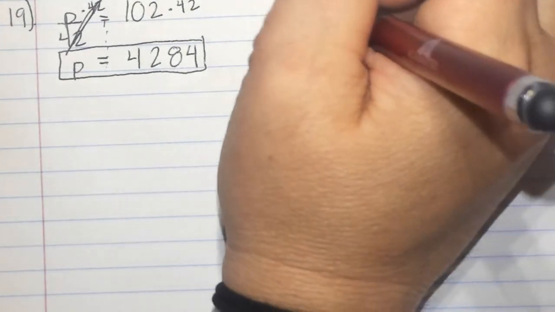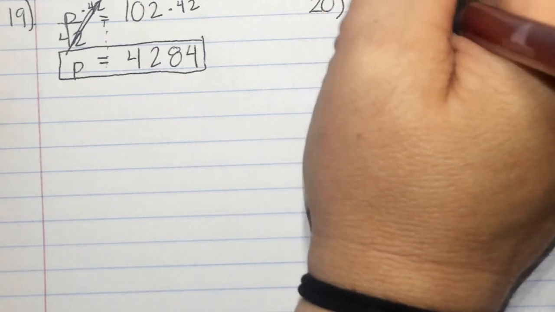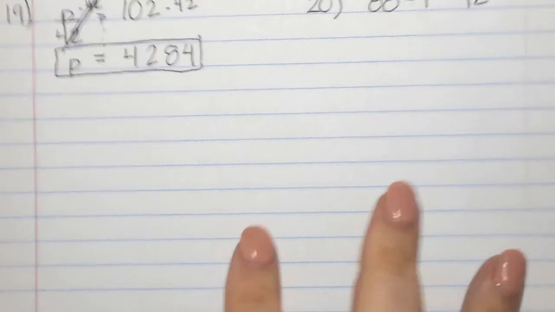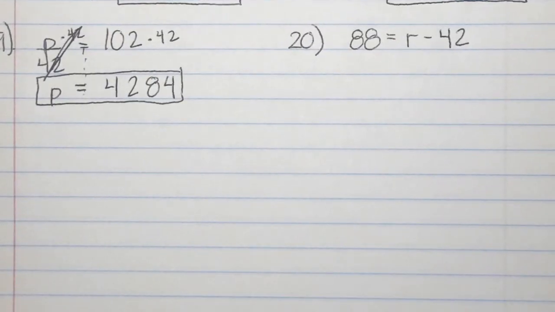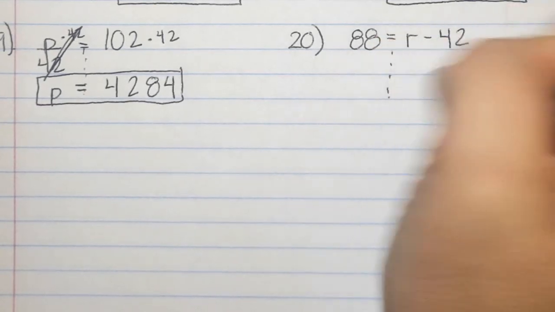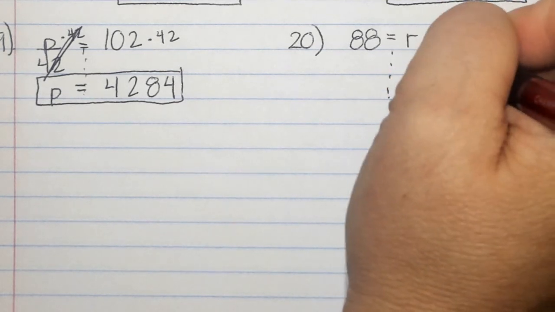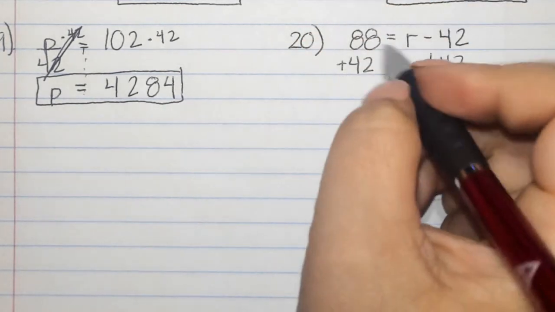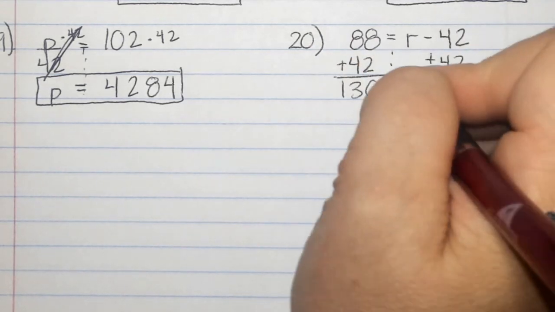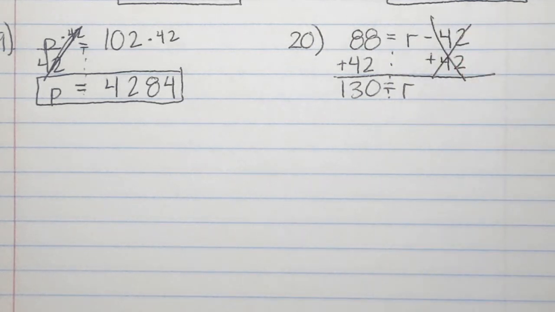All right, number 20. Number 20 says 88 equals R minus 42. All right, this is subtraction, so the opposite is addition. Even though my variable is on the right, we're still working this the same way. We add 42 to both sides. On one side, 88 plus 42 gives me 130 equals my R. And then what happens to those 42s? They cross out. They cancel.